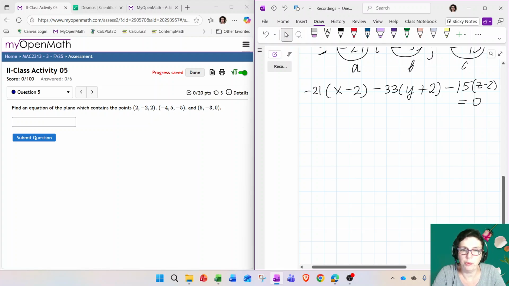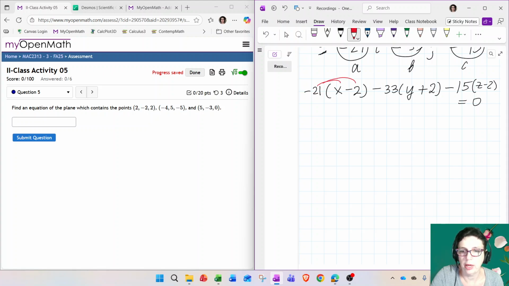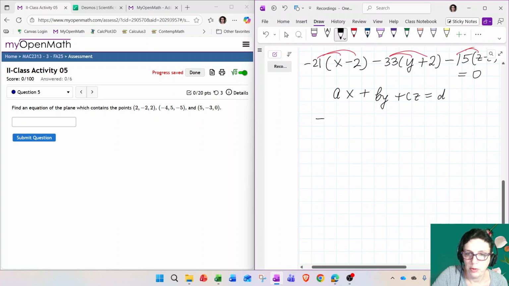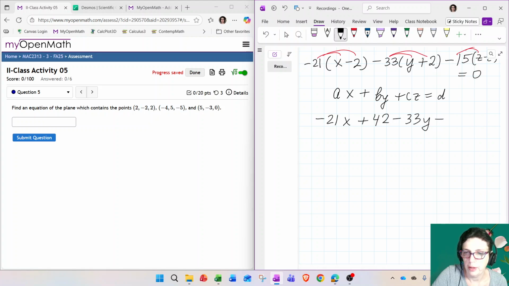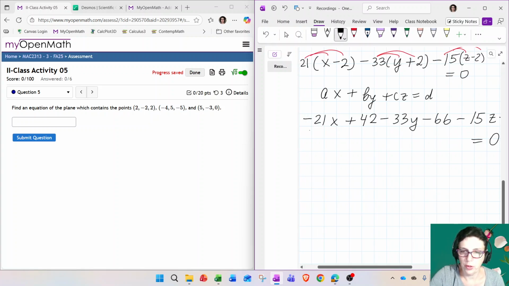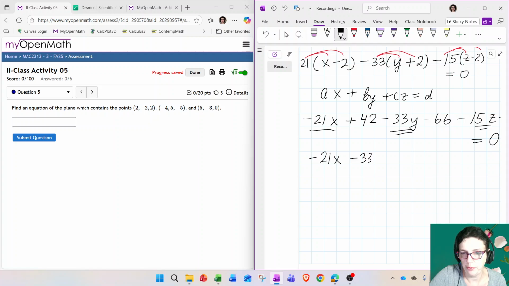However, your teacher will probably say, okay, this is not the final answer because they want you to simplify it. So you're going to have to distribute and you're going to have to pretty this up, okay? Because in the end, the equation should look like this. Ax plus by plus cz equal d, okay? So let's see. So this is going to be -21x plus 42 minus 33y minus 66, then minus 15z plus 30 equals 0. Okay, so we already have these terms, right?